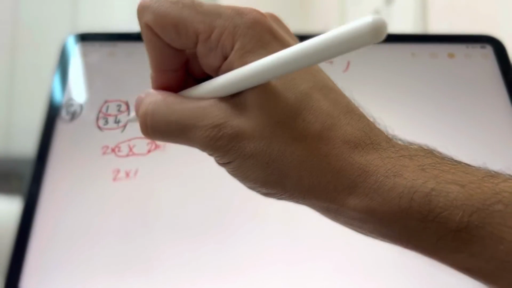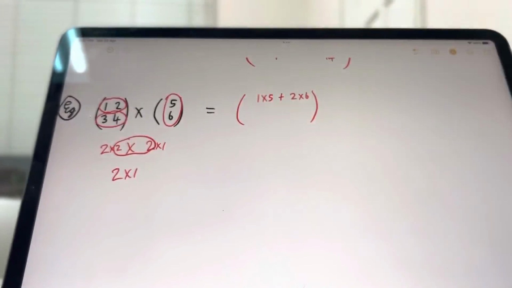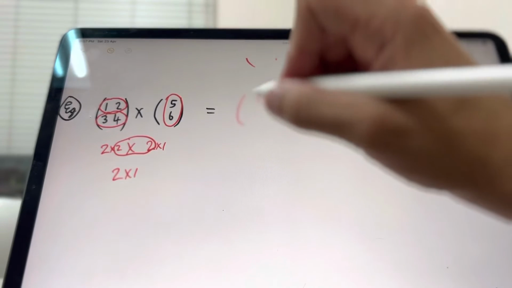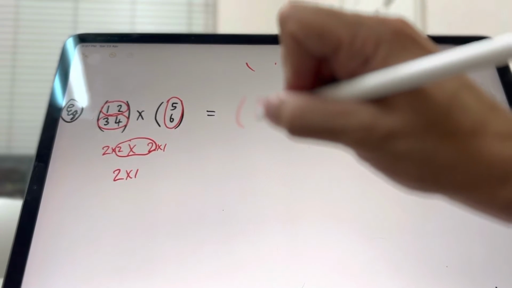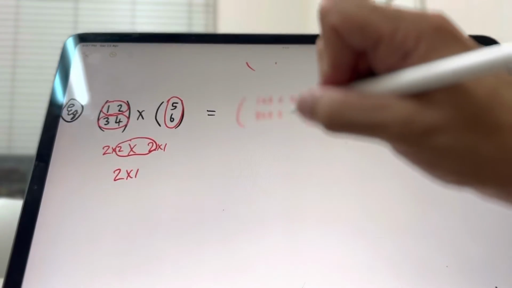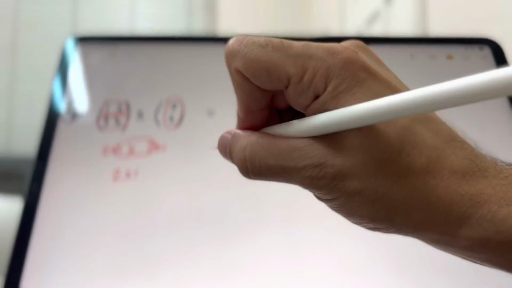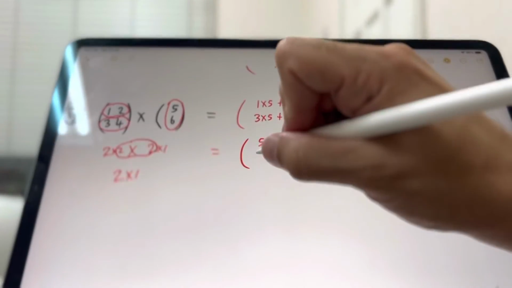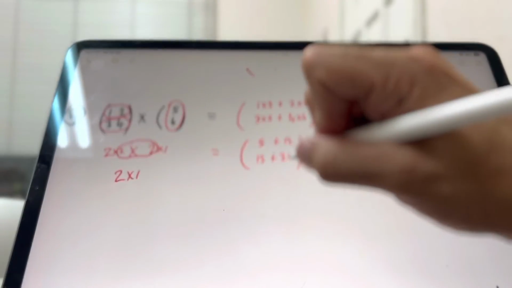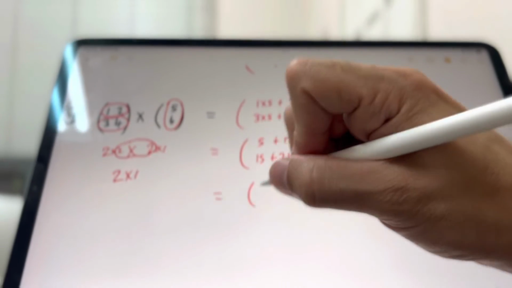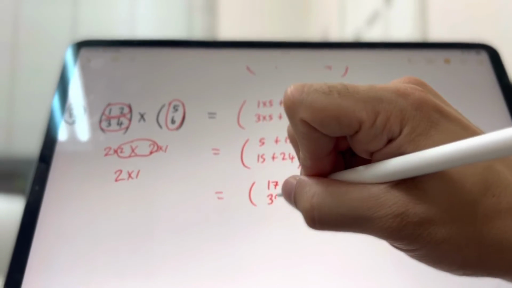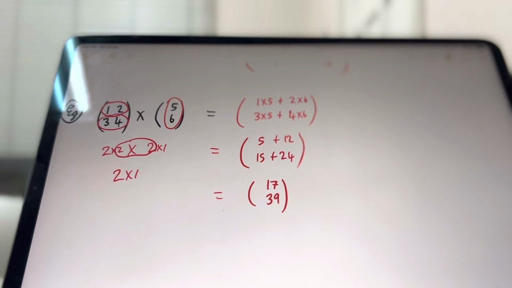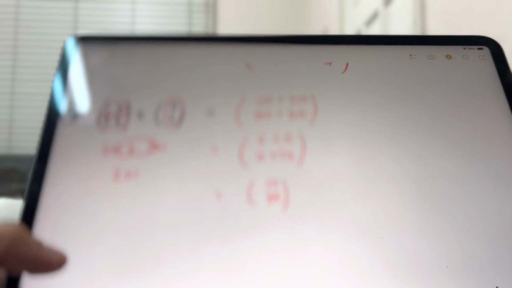Then we take the second row from the first matrix and multiply by the column in the second one. 3 by 5 plus 4 by 6. And we just work this out. Multiplication should be solid. And we get 17 and 39. And it's a 2 by 1 matrix.